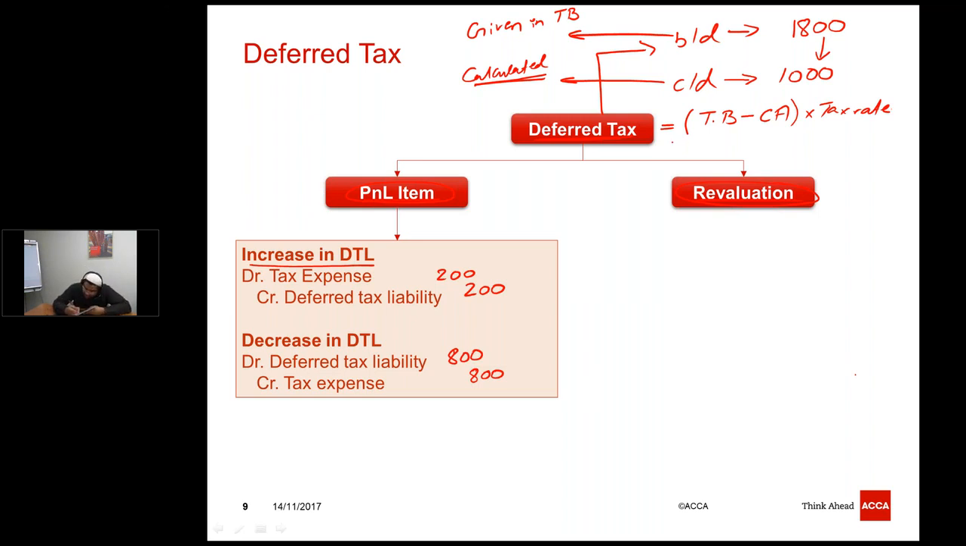Now if the answer is a positive balance, we call it a deferred tax asset. And if the answer is a negative balance, we call it a deferred tax liability. So how do we calculate the deferred tax? Tax base minus the carrying amount, multiplied by the tax rate, is the deferred tax. If it is positive, it is a deferred tax asset, and if it is negative, it is a deferred tax liability.